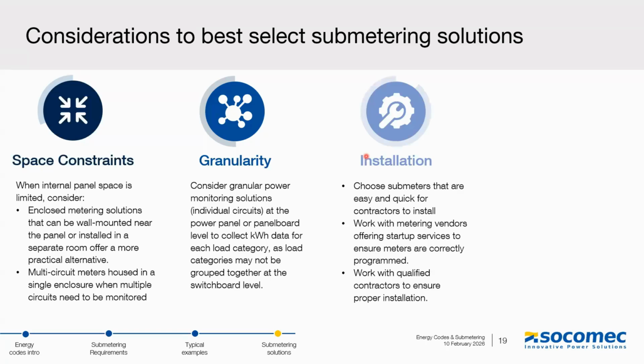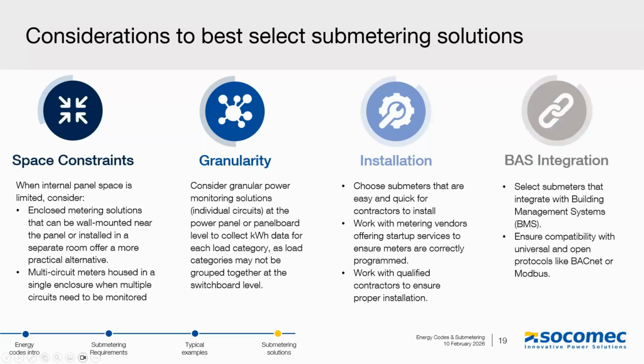Installation. Of course, selecting submeters that are easy and quick for electrical contractors to install. Working with metering vendors that are offering startup services to make sure that the power meters are correctly programmed, so that we can verify that the meter is also wired correctly. If there's a wiring error, we can fix it in the software. So just making sure that the data, the measurements that are being communicated to the BMS are reliable and correct.